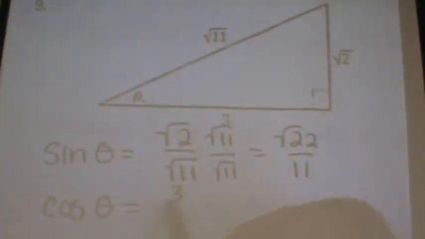What about cosine? Three over root 11. How do you rationalize that? 3 root 11 over 11. And what would tangent be? Opposite over adjacent. Root 2 over 3.